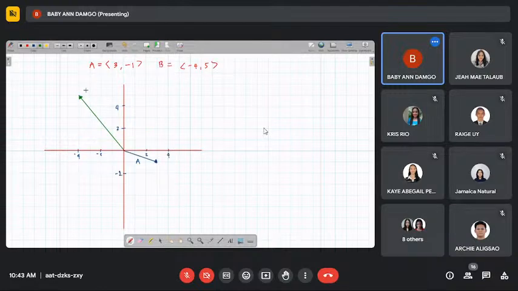Okay, so this is the B. But since what we need to find is A minus B, we have A plus negative B. So negative B is the opposite direction. So we can multiply it by negative. So we have 4, negative 5. Okay, so 4, negative 5, so we have this is negative 4.